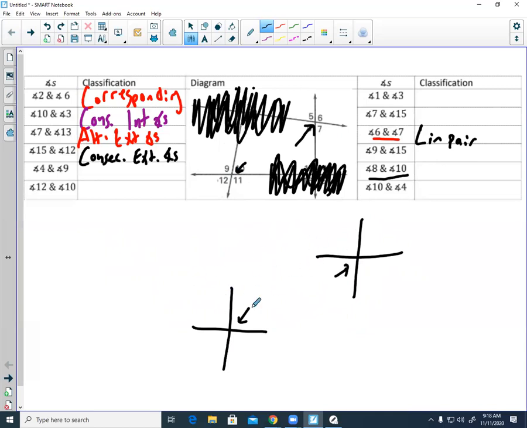If you have something that looks like this, it can't be vertical because the vertical angle would either be up here or down here. So it can't be vertical. If it was a linear pair, it'd be here or here, or it would be here or here. But notice how they're not even on the same line. If they're on two different lines, they can't have a relationship, so they have no relationship.